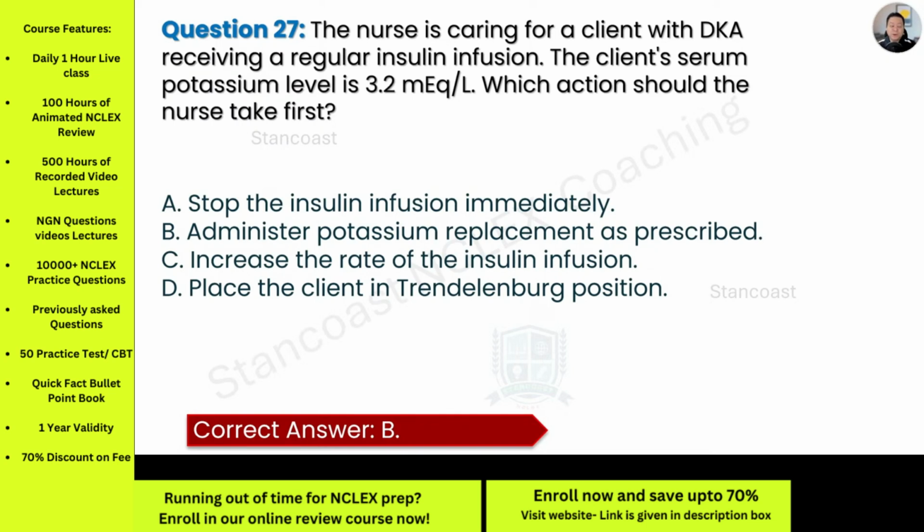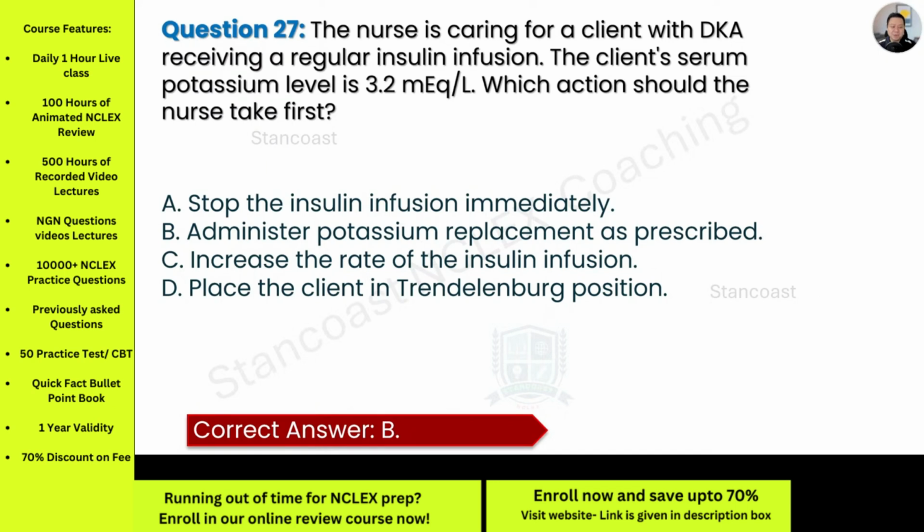to avoid the complications. Now, if you selected letter C, this is incorrect because increasing the insulin rate can also worsen the hypokalemia. It will cause more of the potassium ions to go inside the cells. So this is something that you should discard right away. Now, letter D, place the client in Trendelenburg's position, is not really necessary in treating a DKA.